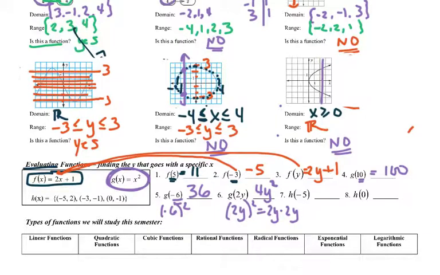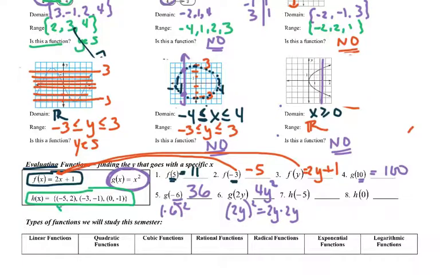So the letter tells me which rule to plug the number into. So the f of x, I plugged into the f function. The purple g of x, I plugged into the g function. Now I have h of x, but h of x isn't represented with an equation. It's represented with a set of ordered pairs.